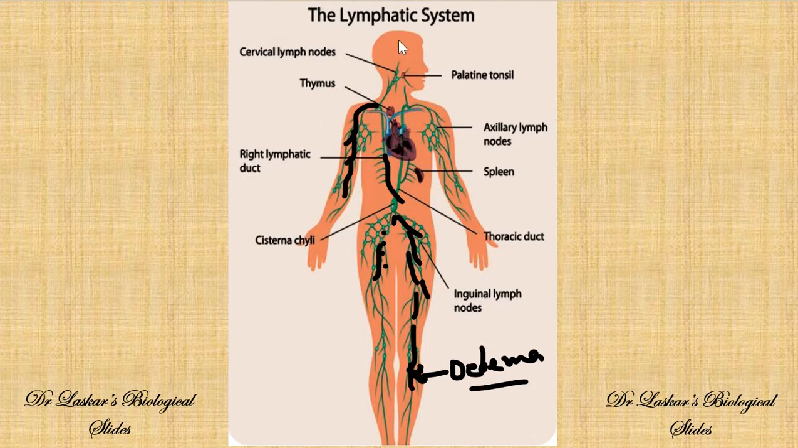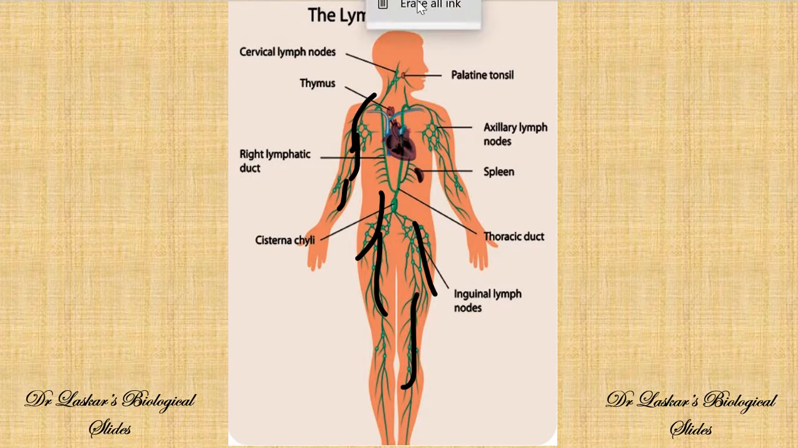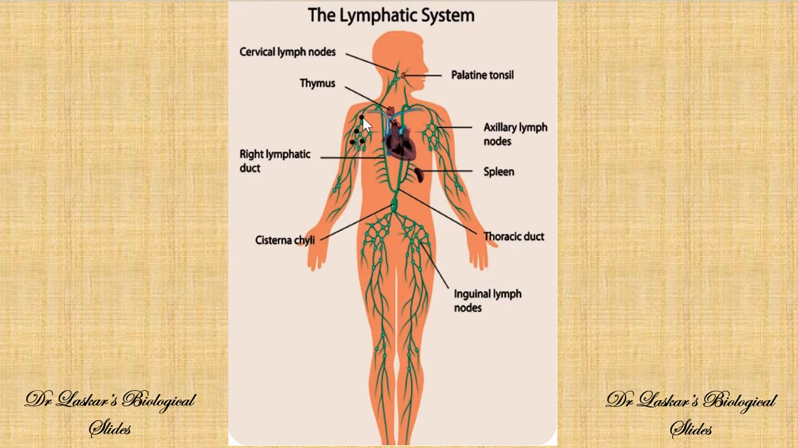So this is about the lymphatic system that mainly consists of lymphatic vessels, then lymph nodes. So these are lymphatic vessels, and these are lymph nodes. You can see these are the dots which I am showing here. These are lymph nodes. Then thymus and spleen. This is thymus and this is spleen. Spleen is the largest lymphatic organ in the body.